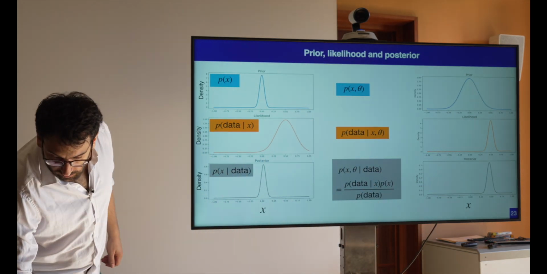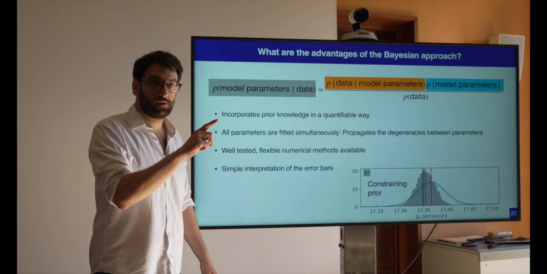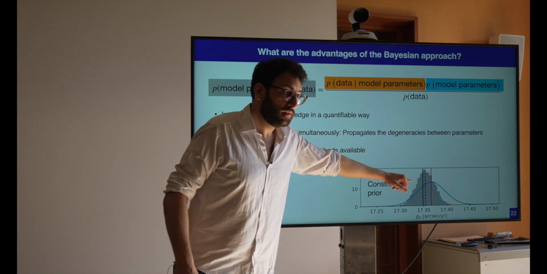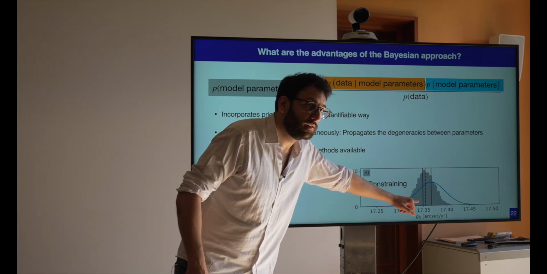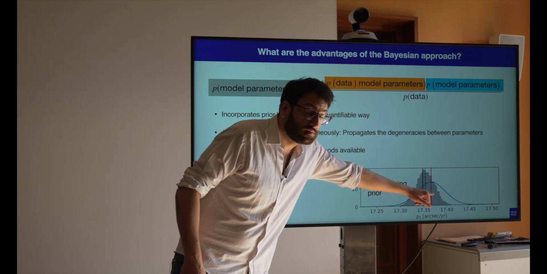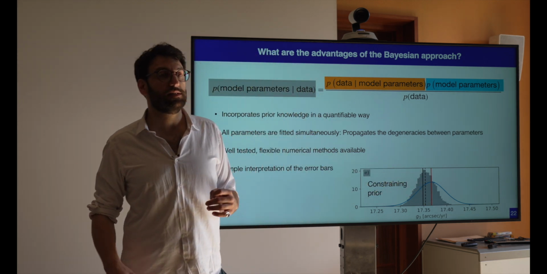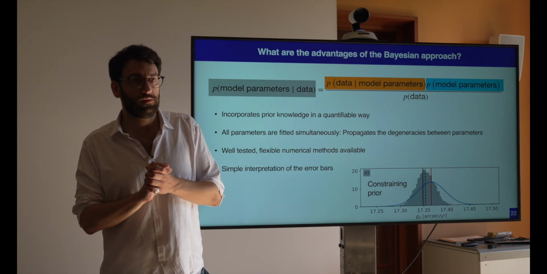This is why in AstroGeoFit we always plot the prior and the posterior, because here you can see that the likelihood is not that constraining. The posterior is almost the same as the prior. So in that case, the likelihood is providing us only limited knowledge compared to the prior.